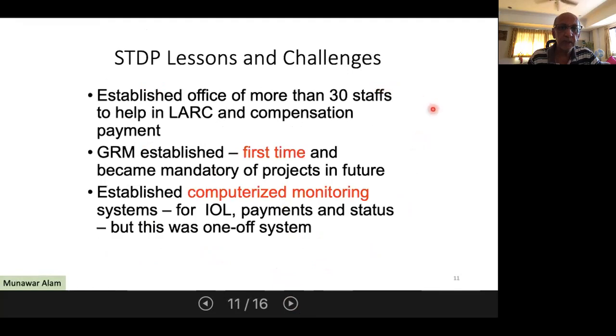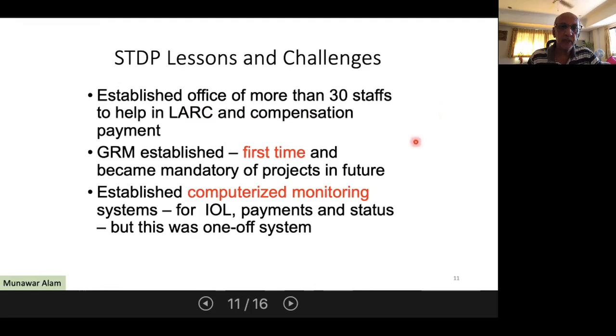The implementing agency in this project was the RDA, the Road Development Authority of Sri Lanka, and they were also complaining. They were saying, well, we are a technical unit, and this project doesn't look like it's about road building anymore, but more like a social project. There were a lot of complaints. But then they had to hire almost 30 staff in their office for land acquisition, resettlement, compensation payment, etc.